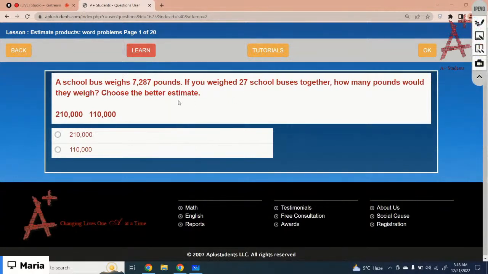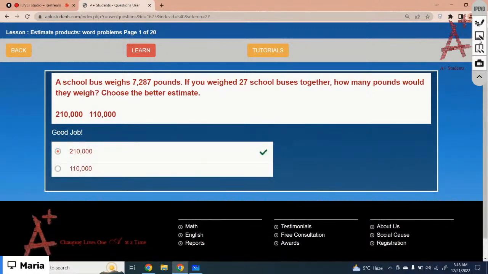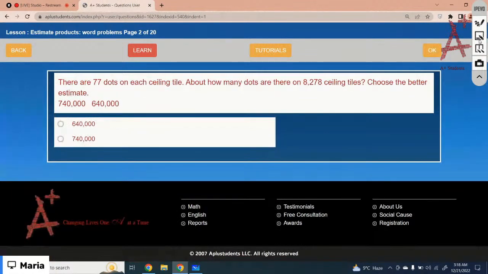So just select the correct option, then click on the OK button. Got it?